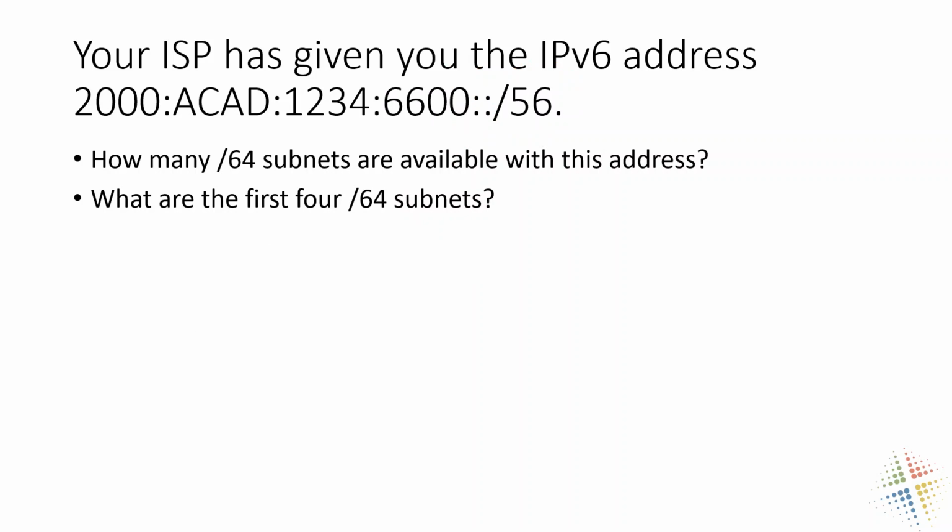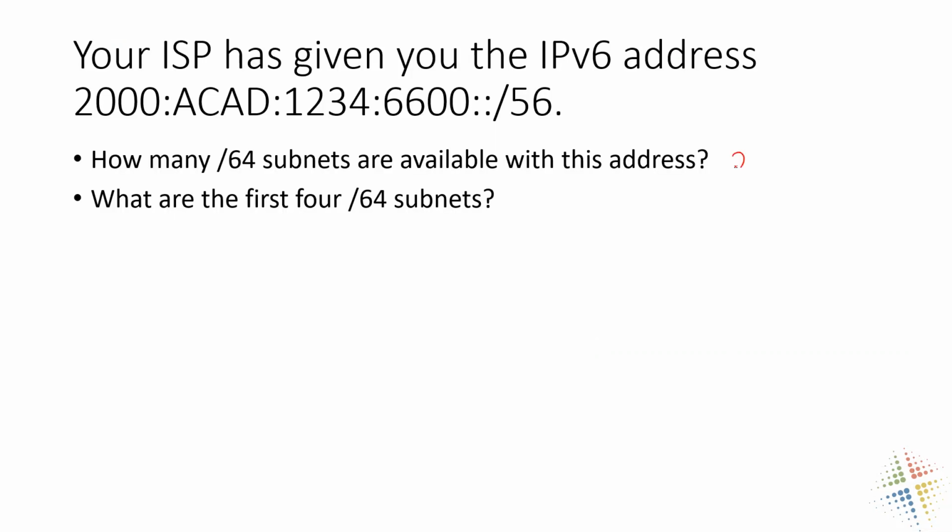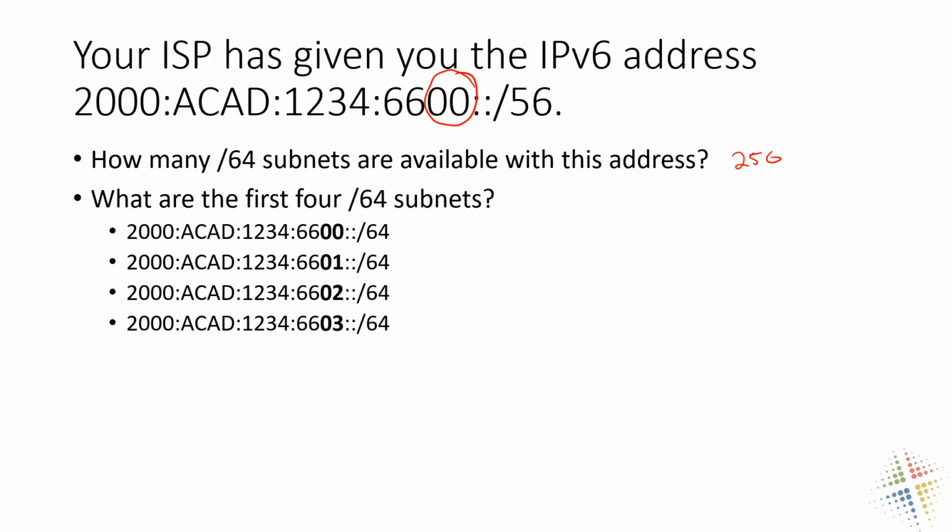All right, well, same scenario. I'm given a /56. How many /64s are there in a /56? Look back at my spreadsheet here. /56, that means I have 256 subnets. 256. What are the first four? Well, it's going to be these two guys right here. So it's going to be 00, 01, 02, 03, and there you go. All the way up to FF.